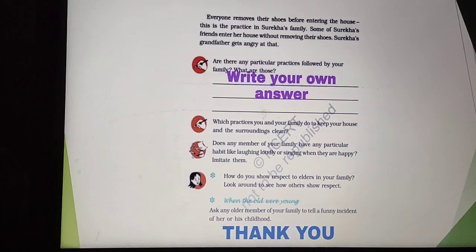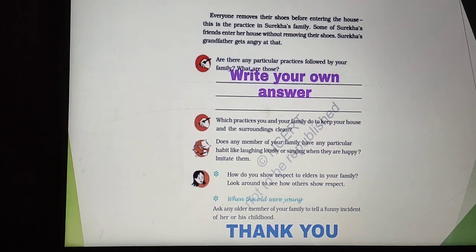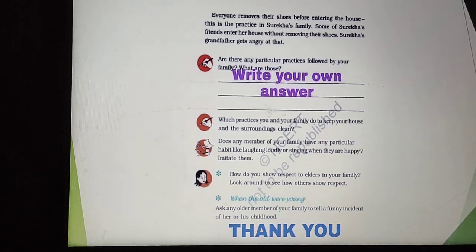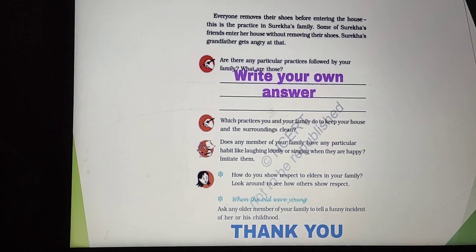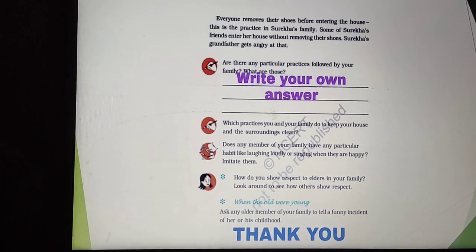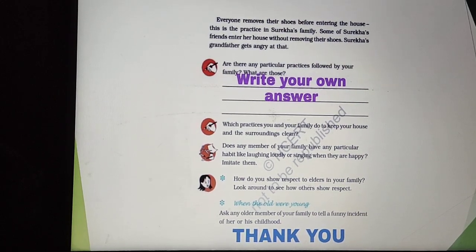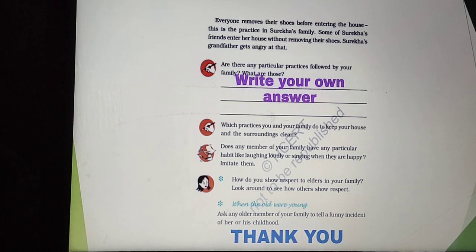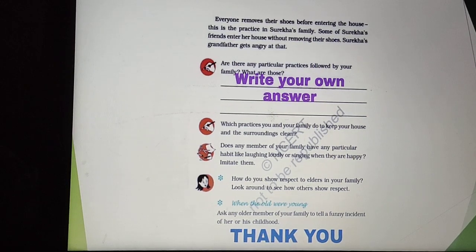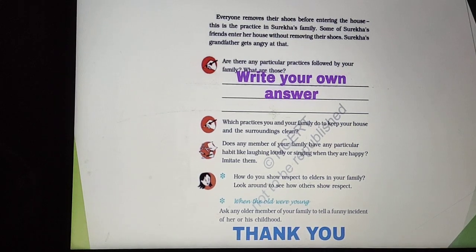Next, what do you do to keep your house or your surrounding area clean? What all the activities you do, you have to write that. Then the next, do any members of your family have any particular habits like laughing loudly or singing when they are happy? Meaning any activity. Sometimes if we are very happy, we laugh very loudly, or we smile very sweetly, or we start singing something, right? So if you have any kind of habit in your family member, whoever is having it, you can write the name and what habit he or she has, you can mention that also.